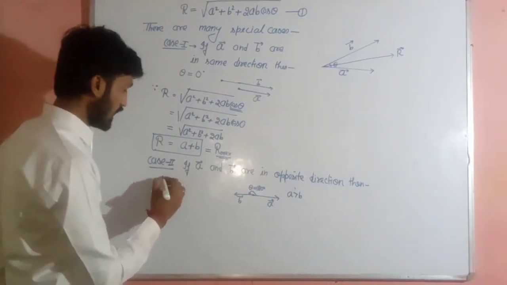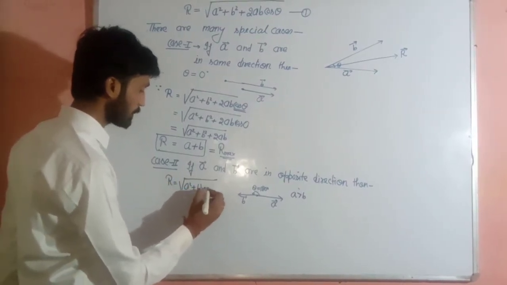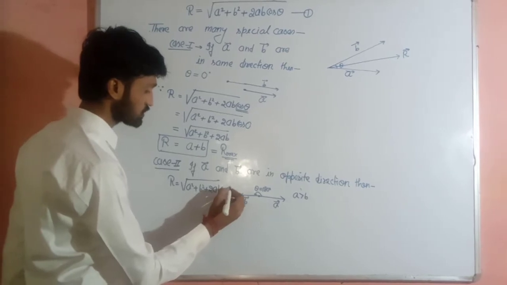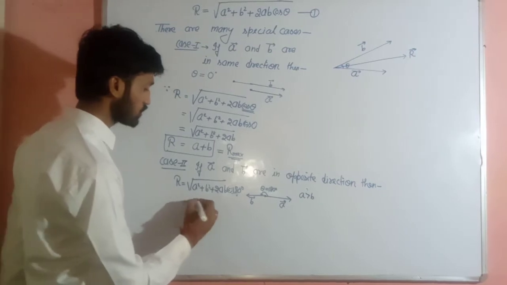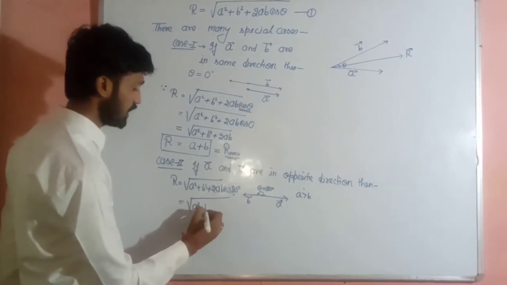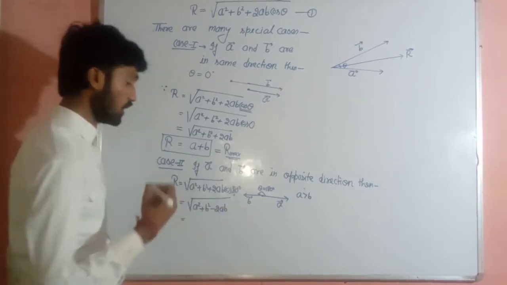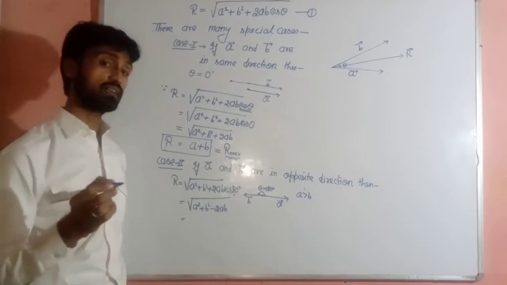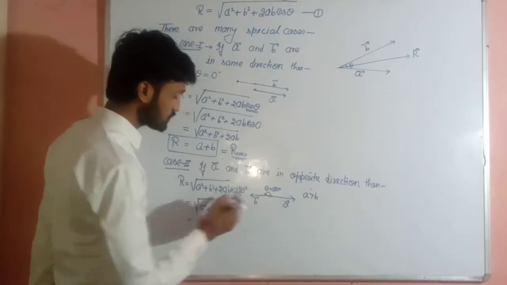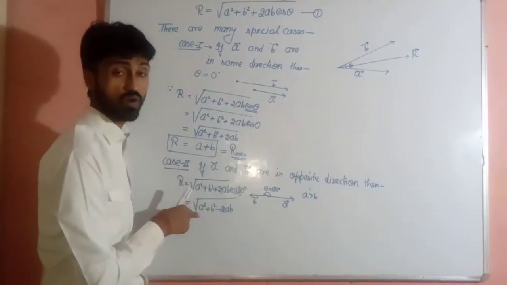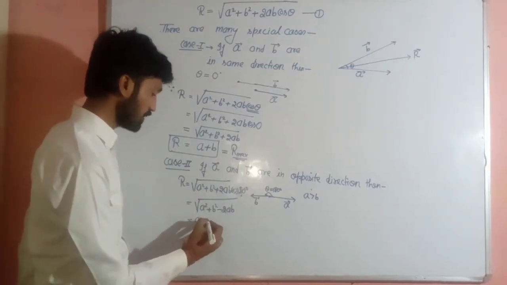Then R will be equal to the square root of A square plus B square plus 2AB cos 180 degrees, and the value of cos 180 degrees is minus 1. So this will be minus 2AB, and this is the whole square of A minus B or B minus A. Since A is greater than B, we take here A minus B to the whole square, and the square root cancels the square, then we get A minus B.